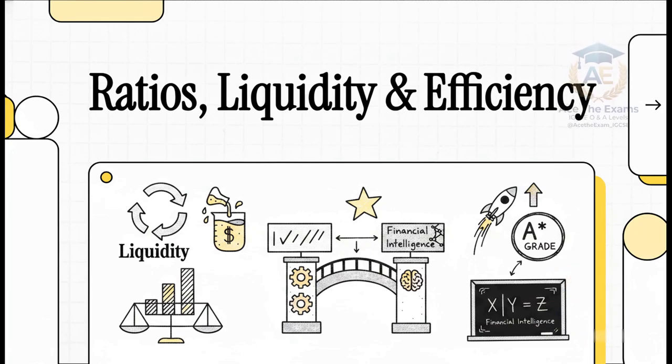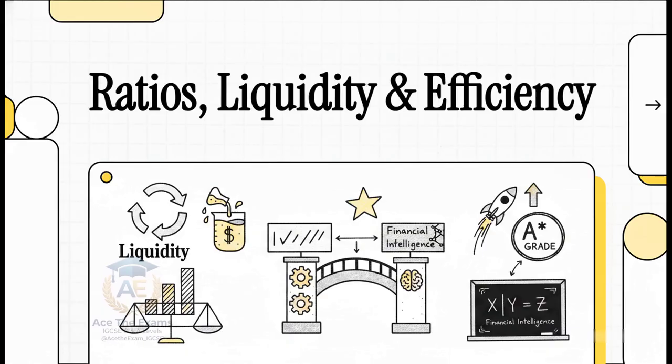Today we're completely decoding the IGCSE Accounting 0452 module, focusing on ratios, liquidity, and efficiency. If you're gunning for that A-star grade, you are absolutely in the right place. In this explainer, we aren't just looking at basic record keeping. We're going to build that crucial bridge between basic data entry and high-level financial intelligence.